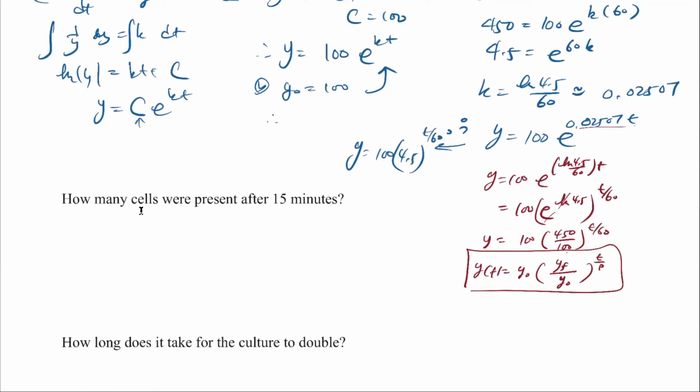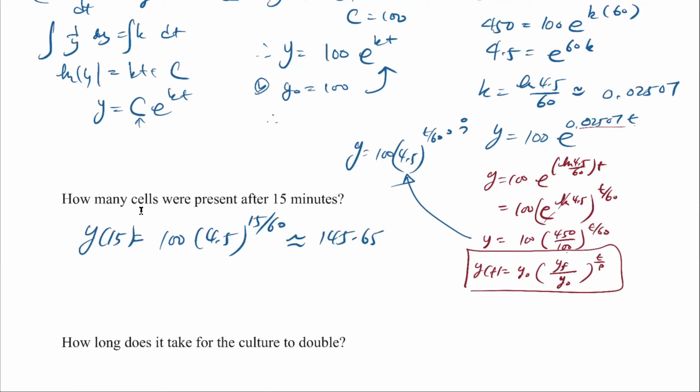So instead of doing it that way, I could have said that right there is the same thing, because 450 over 100 is 4.5. So in 15 minutes, what is it? y of 15 is 100 times 4.5 to the 15 over 60, so that's 100 times 4.5 to the 1/4 power. Put that in a calculator and you should get 145.65.